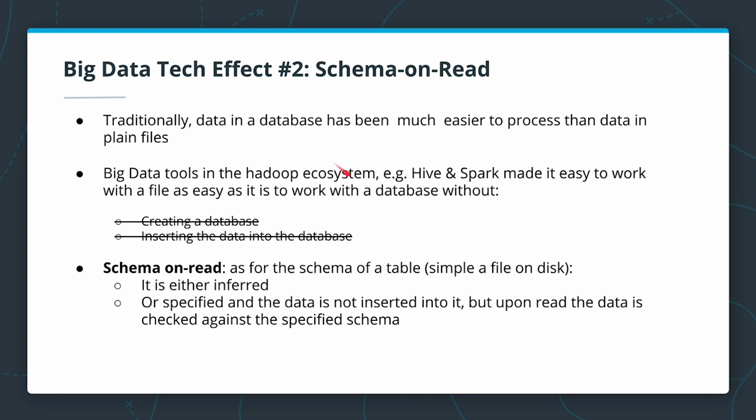It's much easier to just run a SQL query. However, the big data tools in the Hadoop ecosystem, the processing tools like Hive and Spark, made it easy to work with plain files that were not inserted in a database. You did not need to create a database nor insert files into it. Even in Hive, which was like SQL, you could refer to them as an external table and work with them. That was the idea of schema-on-read. The schema of a file is either inferred or specified, but the data is not inserted. You just point to it, check it against the specified schema, and work with it.